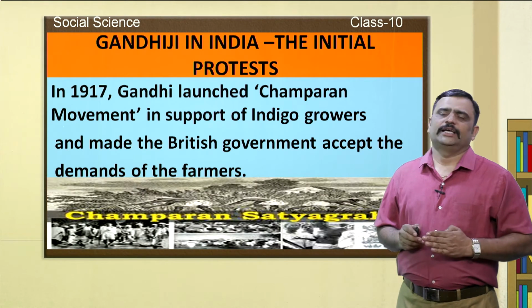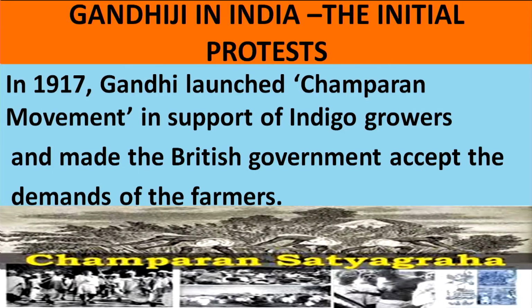Gandhiji in India, the initial protests. In 1917, Gandhiji launched Champaran movement in support of indigo growers and made the British government accept the demands of the farmers. Why did Gandhiji take the cause or the issue of farmers in the beginning?